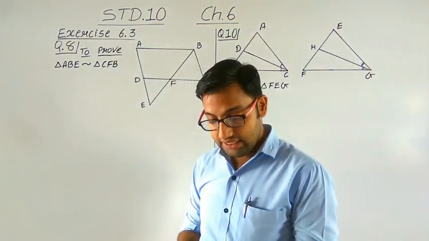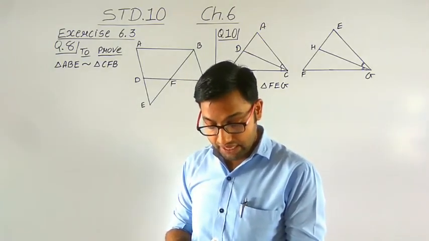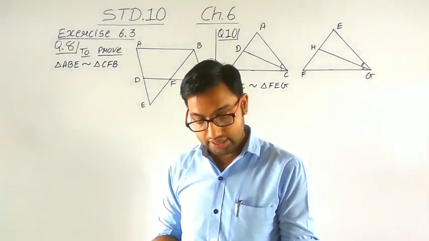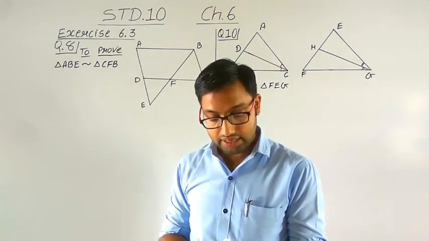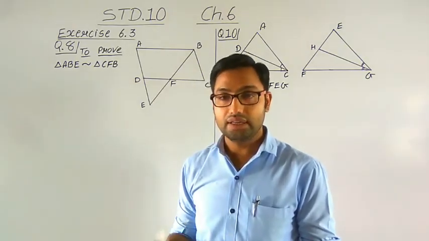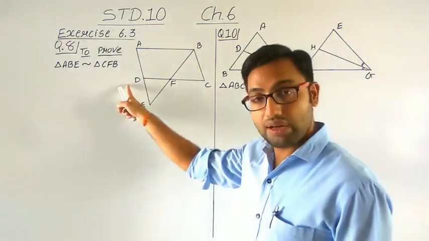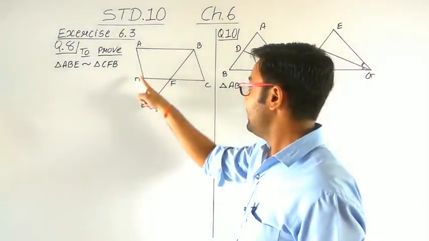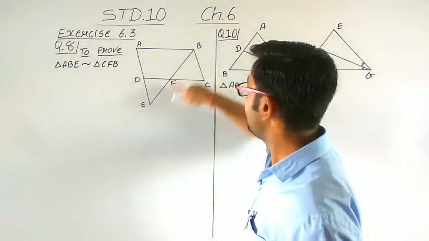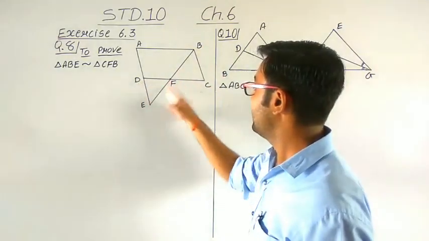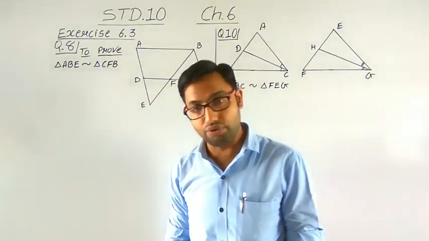The question is, E is a point on the side AB produced of a parallelogram ABCD and BE intersects CD at F, so that triangle ABE is similar to triangle CFB. So here we are given that ABCD is a parallelogram. The AD side is extended to point E. When we join E and B, it will intersect BC at a point F. So this is the diagram that we have to draw from the given information.